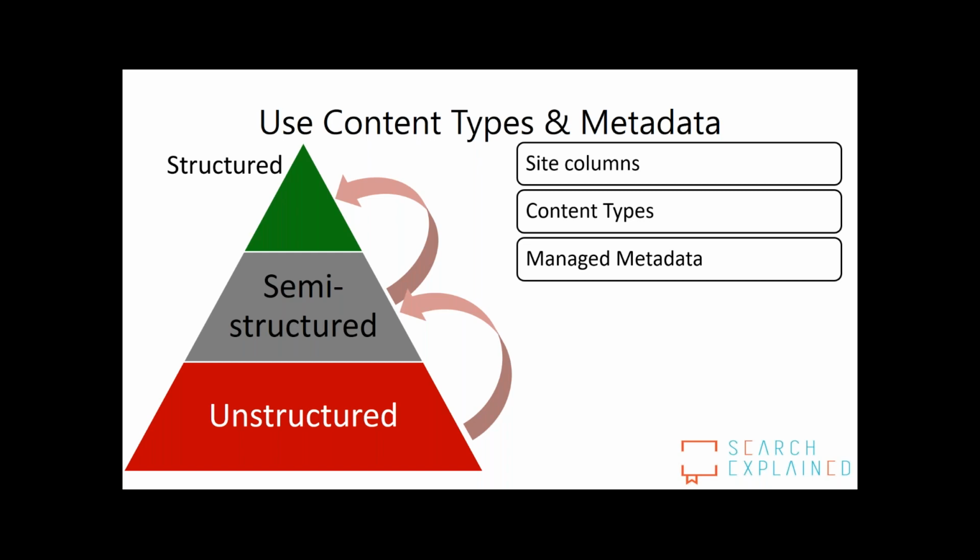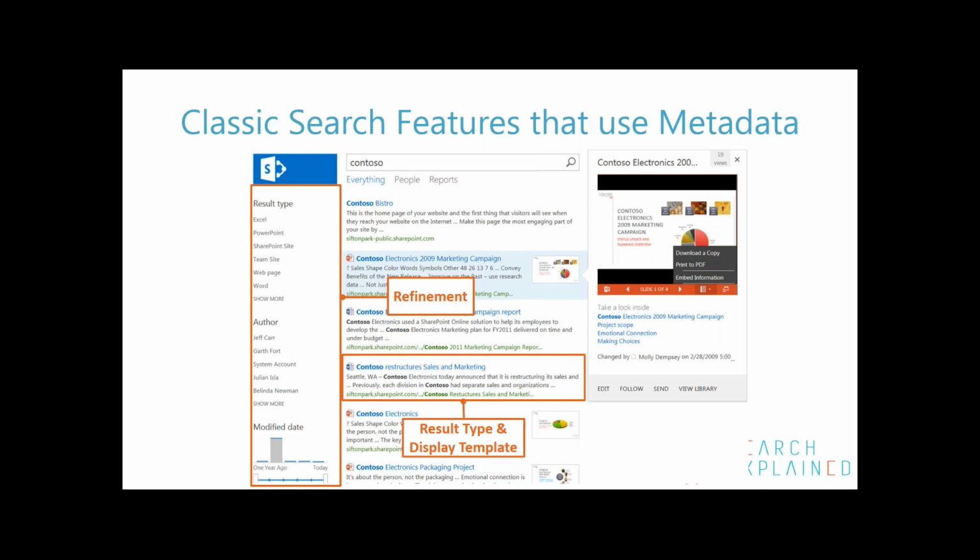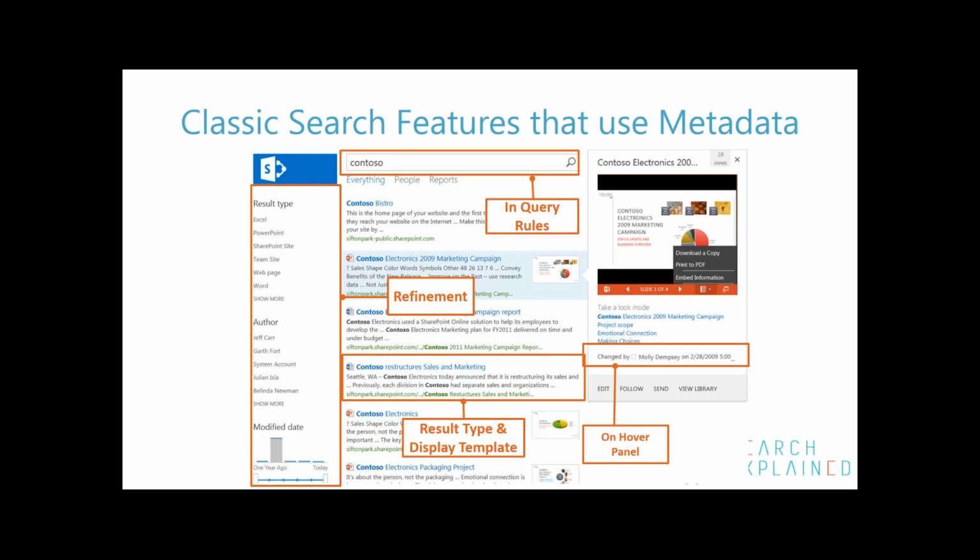And usually what I say is, when we talk about search, what you can see on the user interface at the moment is the search center with zero customization. And you can see even here, when we have no customization at all, everything is metadata. The refinement panel is based on managed properties, metadata. Whatever is displayed in the results is metadata. On the hover panel, we can also see metadata. In queries and query rules, we use metadata. So metadata is everywhere in search.